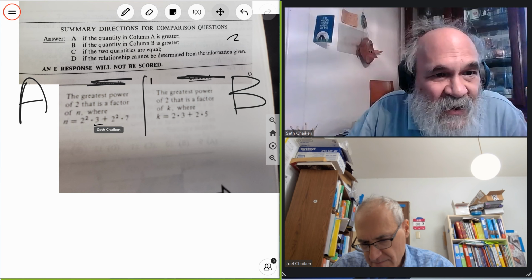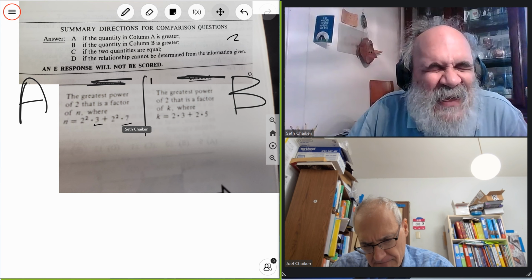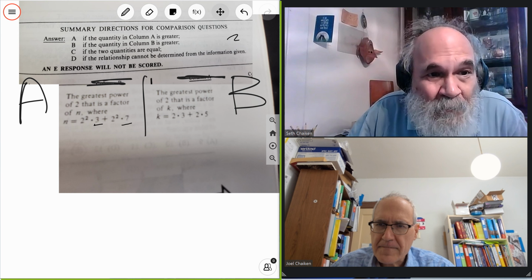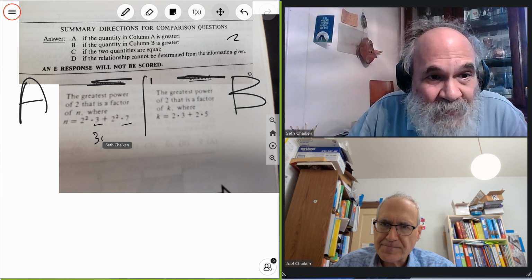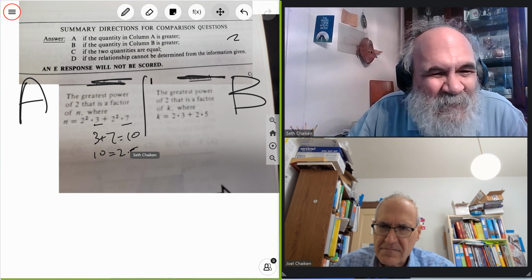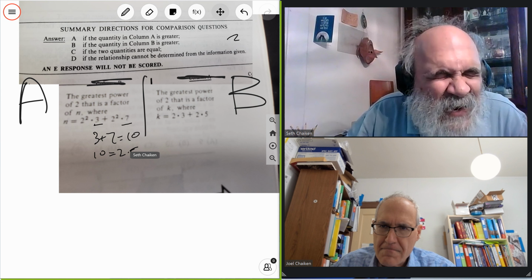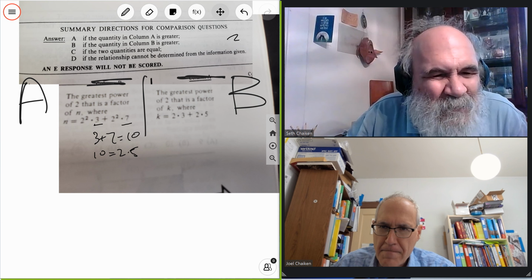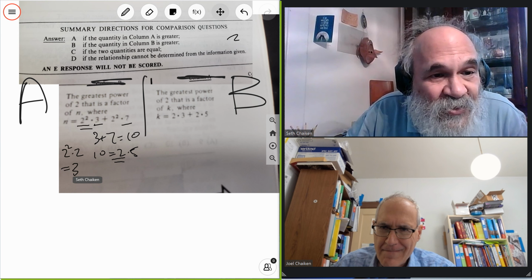Well, the way I handle this is I immediately see that 3 plus 7 is 10. 3 plus 7 equals 10. And 10 equals 2 times 5. And therefore, the greatest power of 2 that divides n is 2 squared times 2, which is 2 cubed.